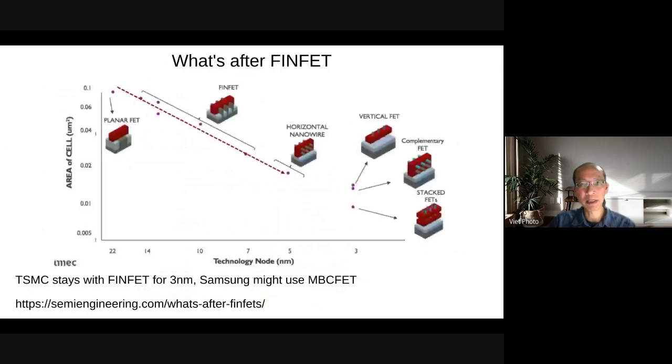So we have it. However, it has its cost too, because now it goes down to 4 nanometer.